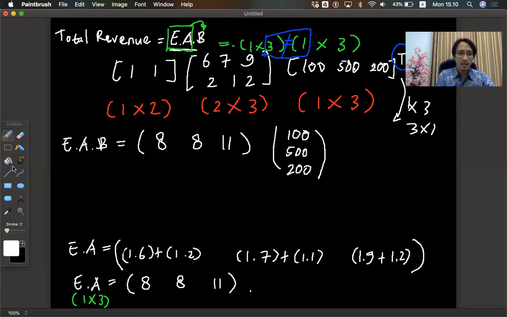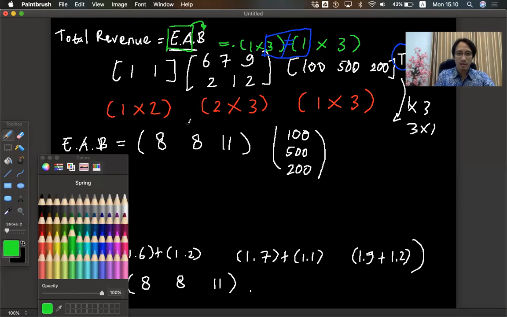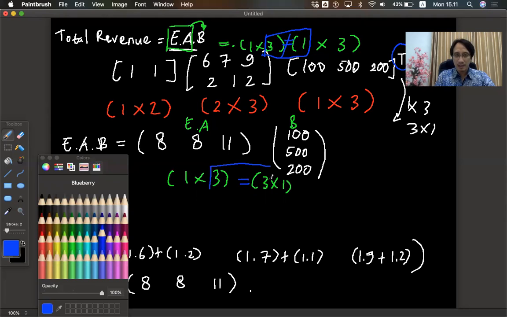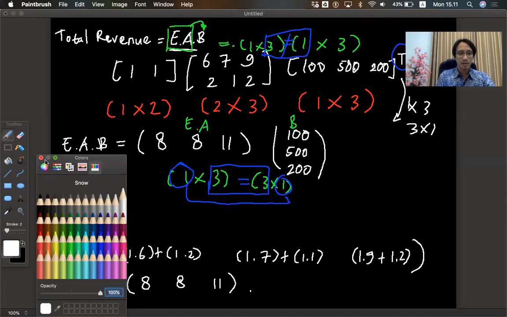So to make you not confused, A times A. This one is 1 times 3. This one is 3 times 1. This is the B. And compare it. Okay, 3 and 3. Yeah, it's correct. 3 and 3. This one the same thing. And the result must be 1 times 1. So let's multiply it.